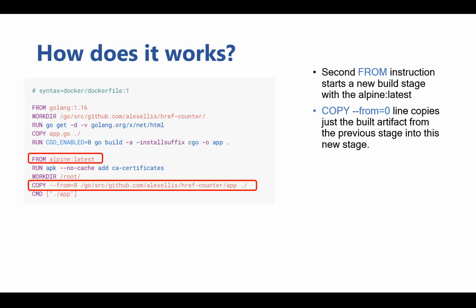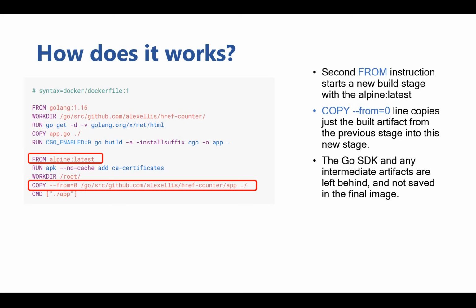And the second highlighted part, the copy, is really important. Here you can see copy, and we are using from equal to 0. The 0 is the build stage of the previous build, so from Golang, because we have not set anything there, and in multi-stage it takes 0, 1 like that. The first stage is 0, then 1. Okay, so copy from 0 copies the build artifact from the previous stage to the next stage. All the other artifacts are left behind, so you don't need to save anything into the final image. That is the benefit of using a multi-stage build.